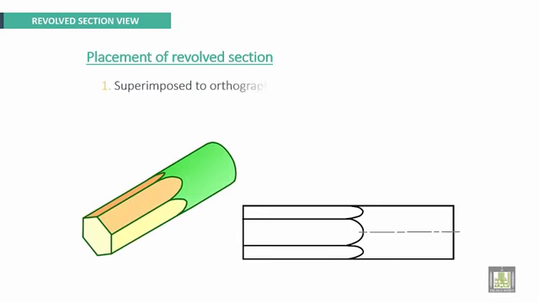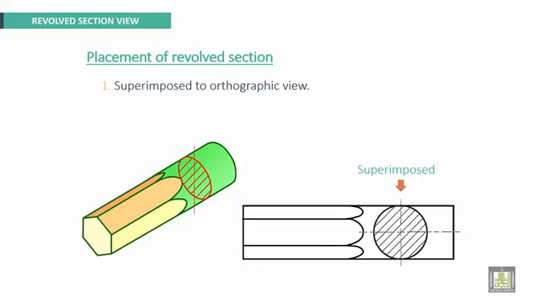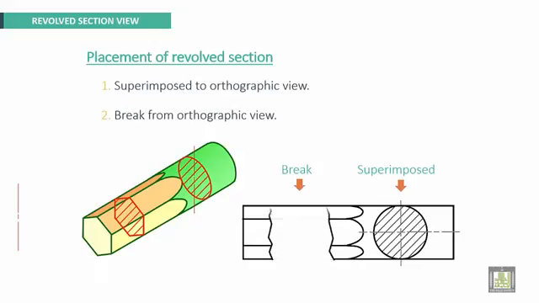Placement of revolved section. For this example, it will be superimposed to the orthographic view. Here, on the same view, but revolved. It can be broken from orthographic view. Here, for example, we make a little break, and draw it revolved for this hexagon cross-sectional shape.